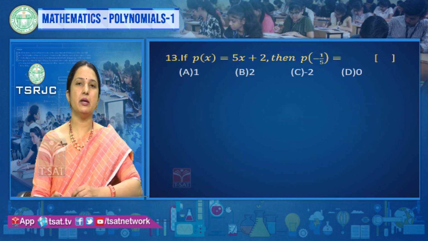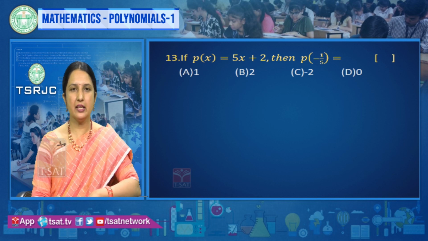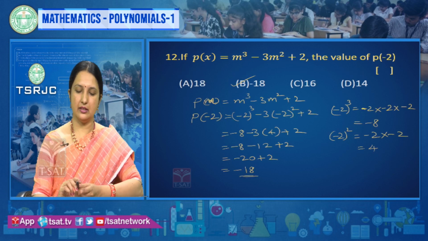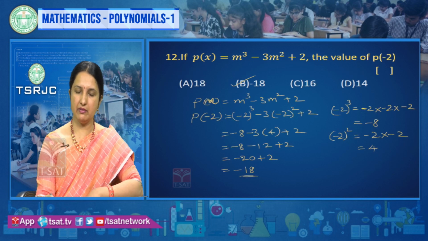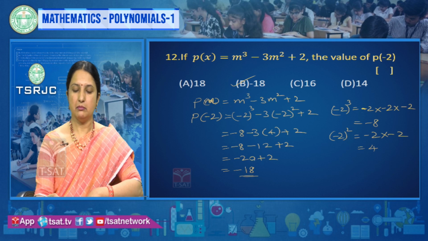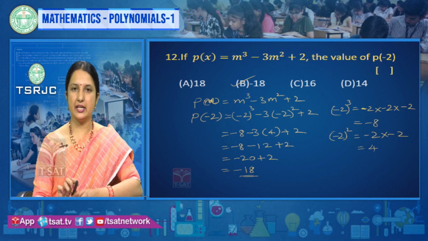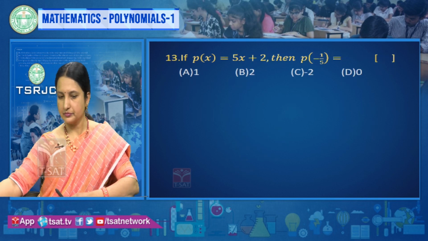When one negative number and one positive number are there, we should subtract. The number with the highest value has the negative symbol, so in the answer we have to write a negative symbol. Minus 18 is the correct answer.